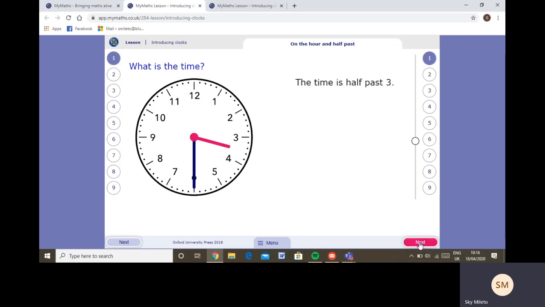This one, again, we know it's half past because it's pointing to the 6, and the hour hand is between the 9 and the 10. It is half past 9. Final one: we know it's half past because it's at the 6, and we know that our hour hand is between the 6 and the 7. It's half past 6. The time is half past 6.